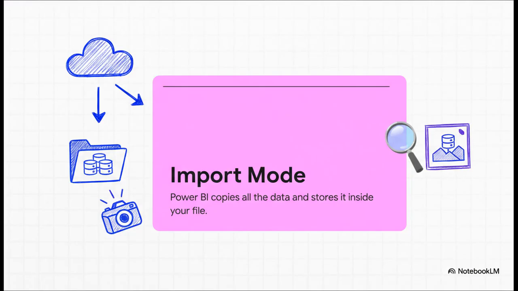Okay, so first up is import mode. This is usually the default, the one you'll use most often, and the idea is pretty simple. Power BI basically just takes a full copy of all your data and sucks it right into your file. The best way to think about it is like taking a photograph. You've got this perfect, crystal clear copy that's super fast to look at, but it's frozen in time, right? It's exactly how things were the moment you click the shutter.